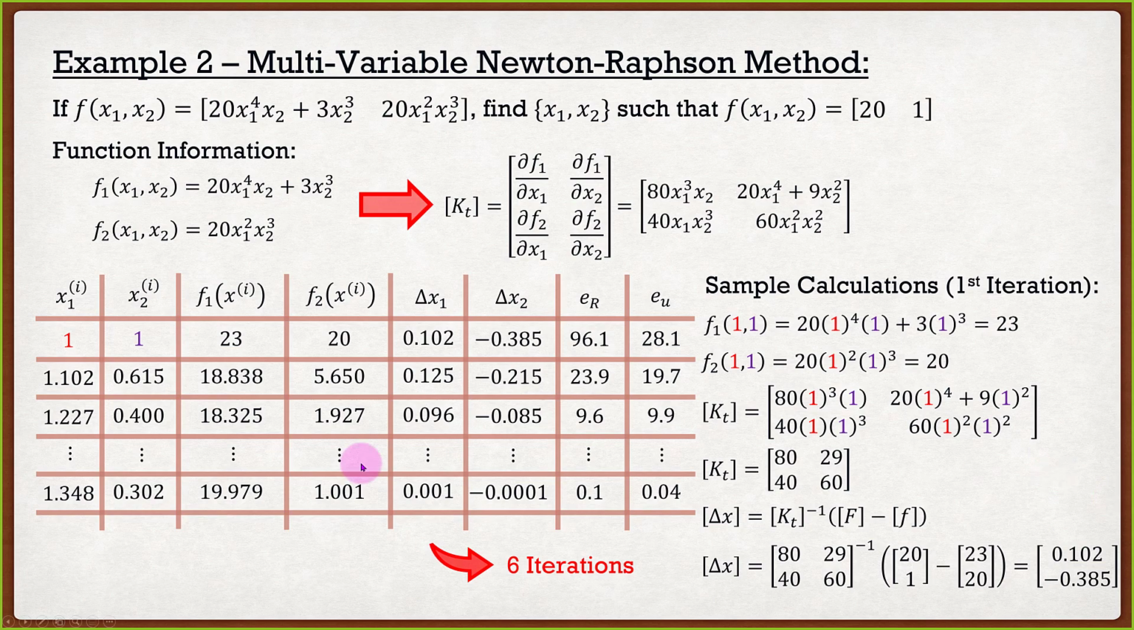And what's nice is we can see right here that this is our value of f. We wanted 20, 1, and if we look under these values of our displacement, we now get 19.98 and 1.001. So it's basically 20, 1. Converges nice and fast. So that is the Newton-Raphson method for multivariables.